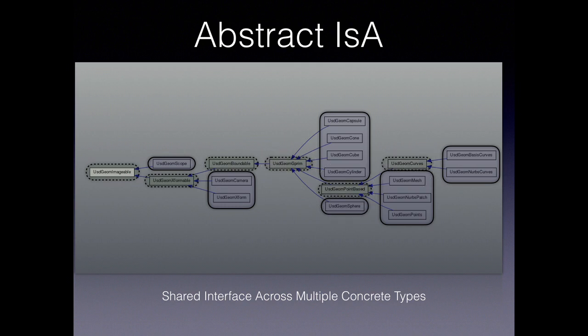So a really common workflow might be wanting to traverse a stage and iterate over all the GPrims or all the boundables, and provide some sort of operation to anything that inherits from boundable. Abstract schemas sort of provide that sort of workflow.